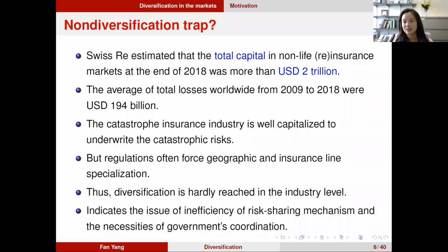A good example is California earthquake. The majority of the California earthquake is covered by the California Earthquake Authority, which is operated by the state of California, and a very small portion is covered by private insurers. So this shows that there's a huge issue of inefficiency in risk sharing in the market, and it's also necessary to have government coordination come in.